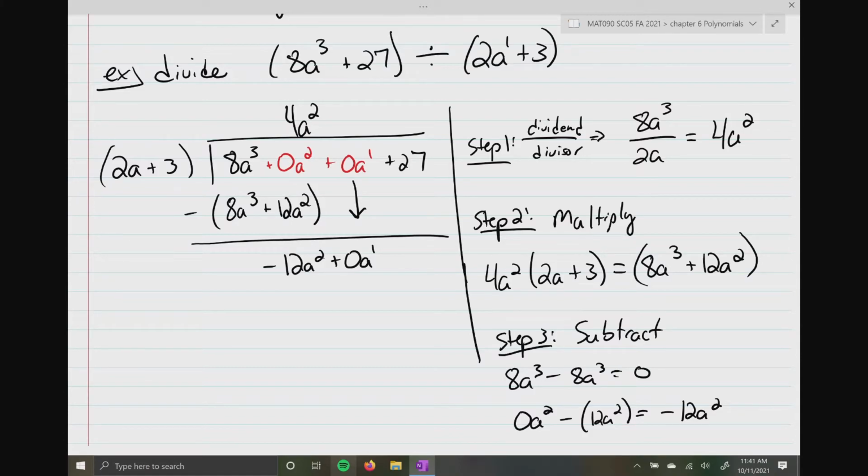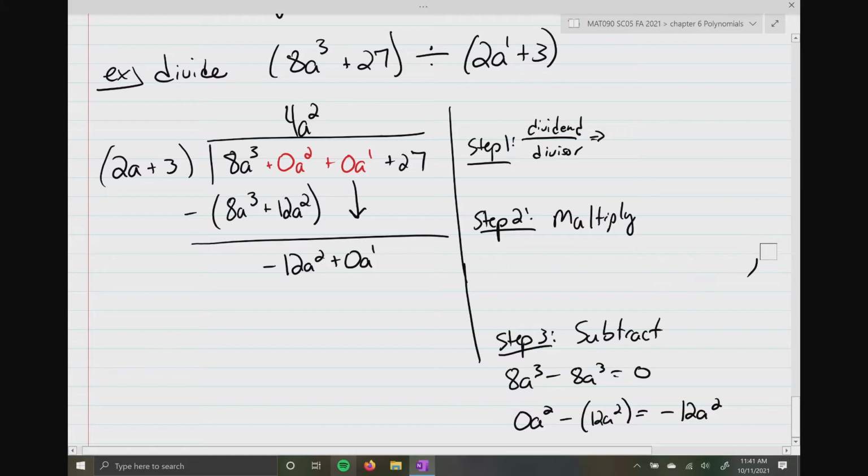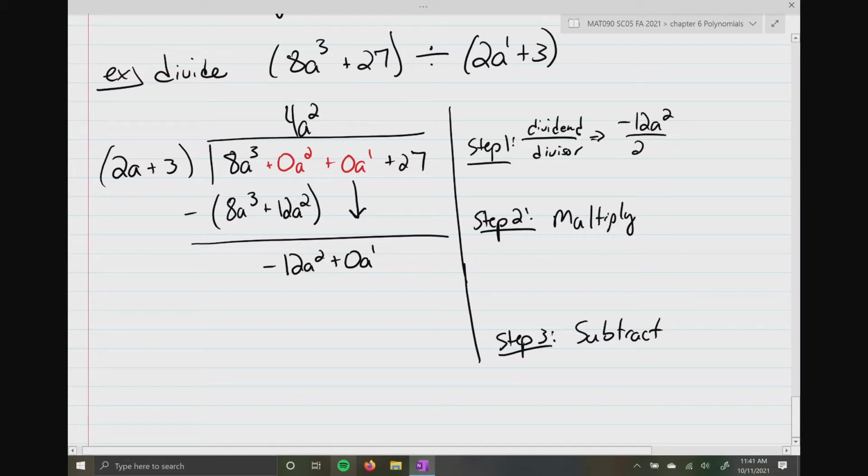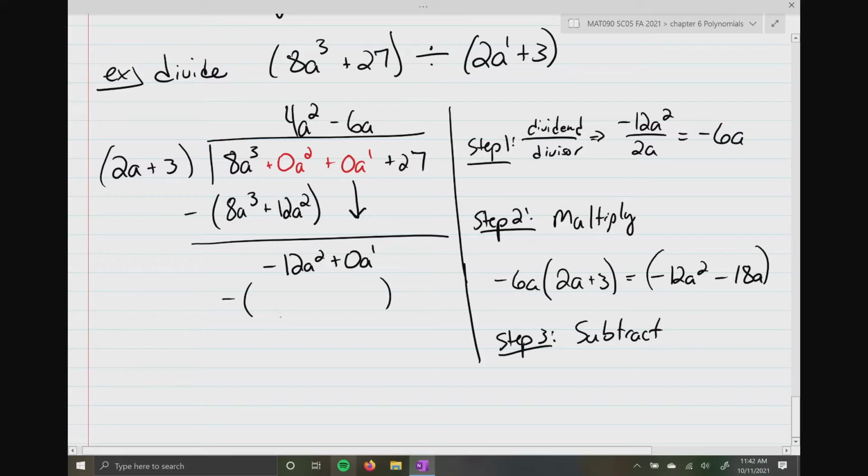Process repeats all over again. So let me get my eraser out. Negative 12a to the second divided by 2a is going to give me negative 6a. So I write that in my quotient. I'm going to multiply negative 6a times the quantity 2a plus 3. That's going to give me negative 12a squared minus 18a. I put that in parentheses and I write it in my problem.